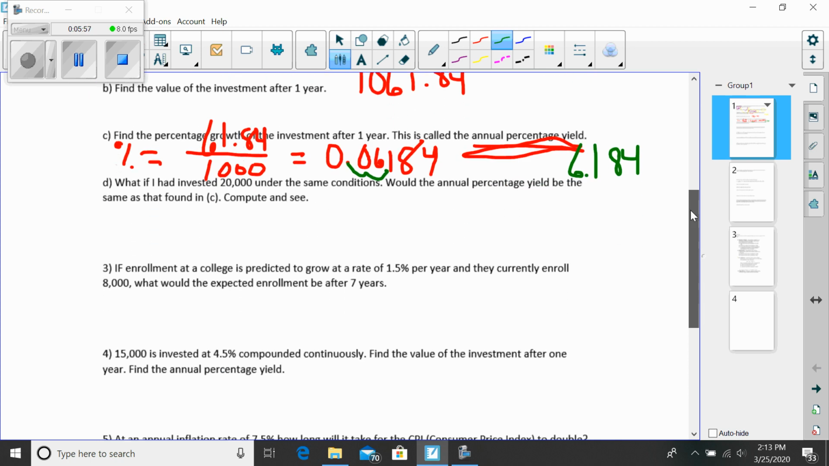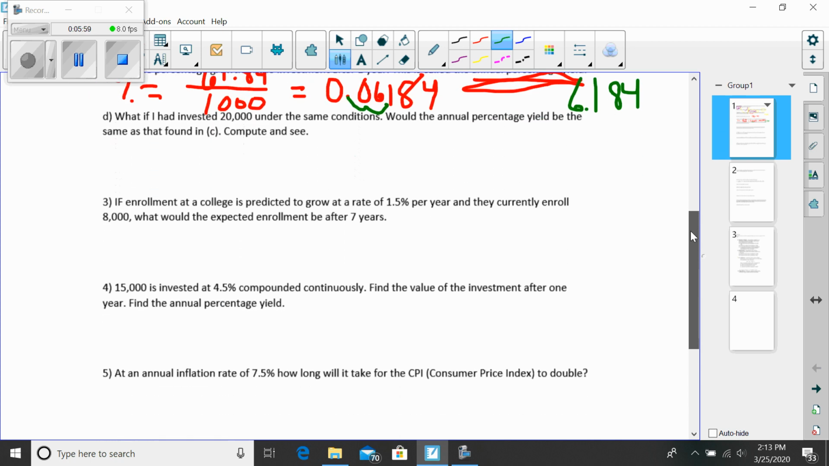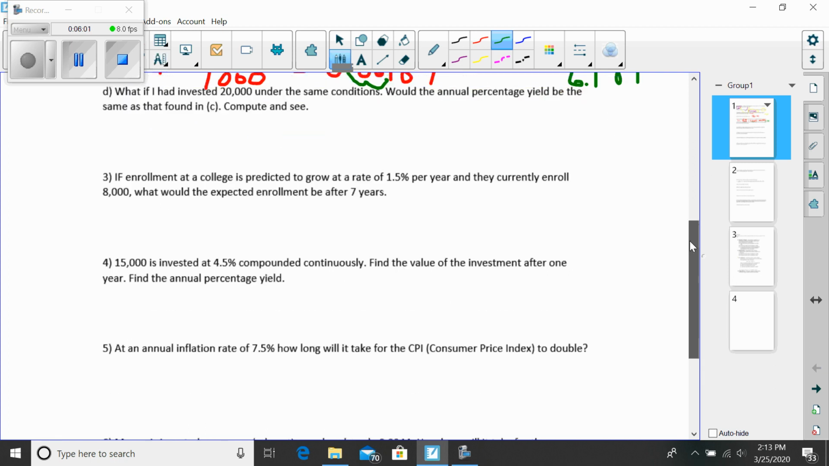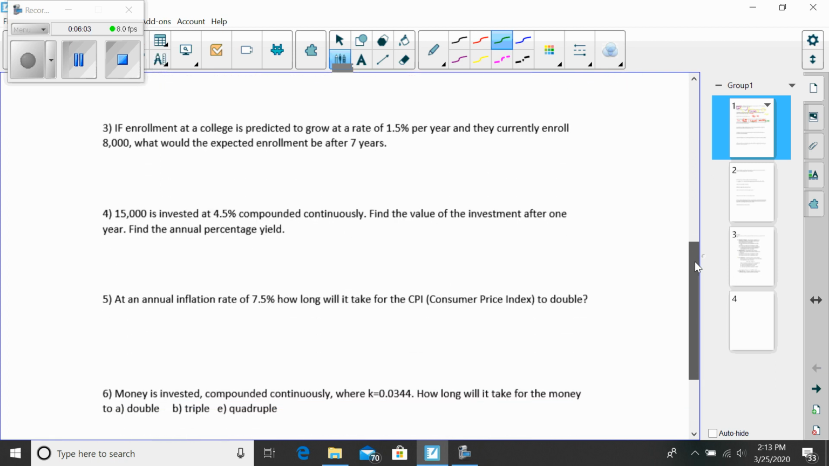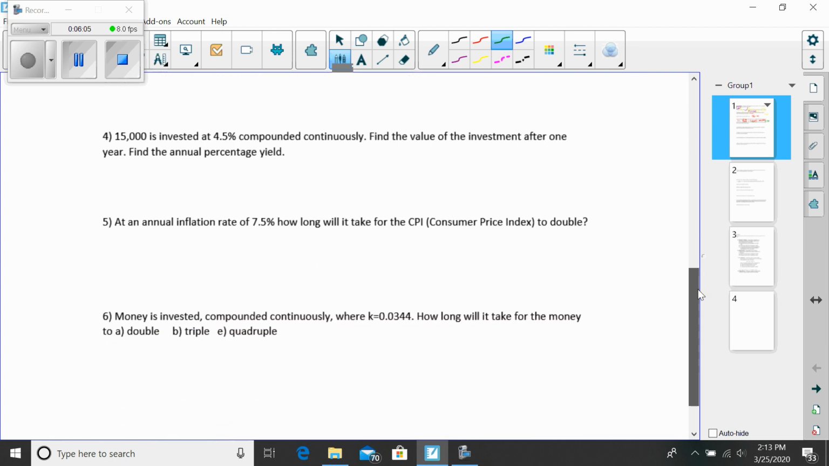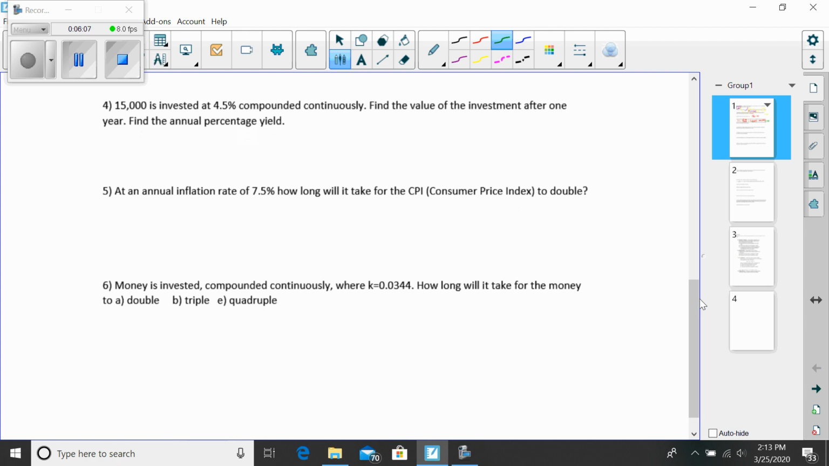One more problem that I want to do with you. So the rest of these problems are similar to this, finding an annual percentage yield again. Let's look at the inflation rate and how long it takes for the consumer price index to double. So that would be a pretty high inflation rate. That would not be good for our economy.